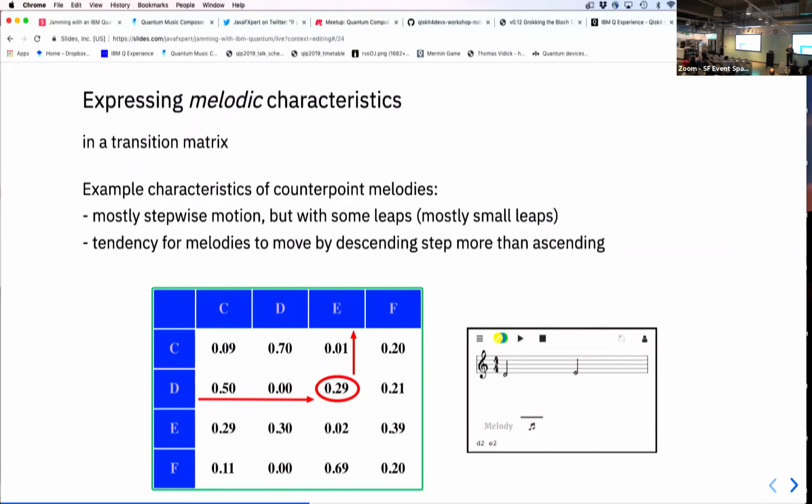And so I looked at the counterpoint rules, and I just took a few of those rules and expressed them as transition probabilities. So this particular one, a D going to E, then sounds like this. So it's rising. But if the measurement, once this quantum state is in there, was different, then maybe a D would go to, there's a 0.5 probability that it would go down to C.